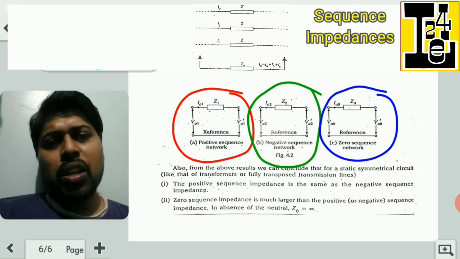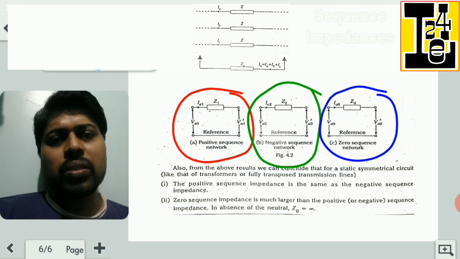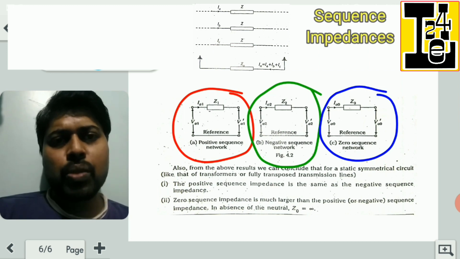So this is the explanation about the sequence impedances of the power system equipments.